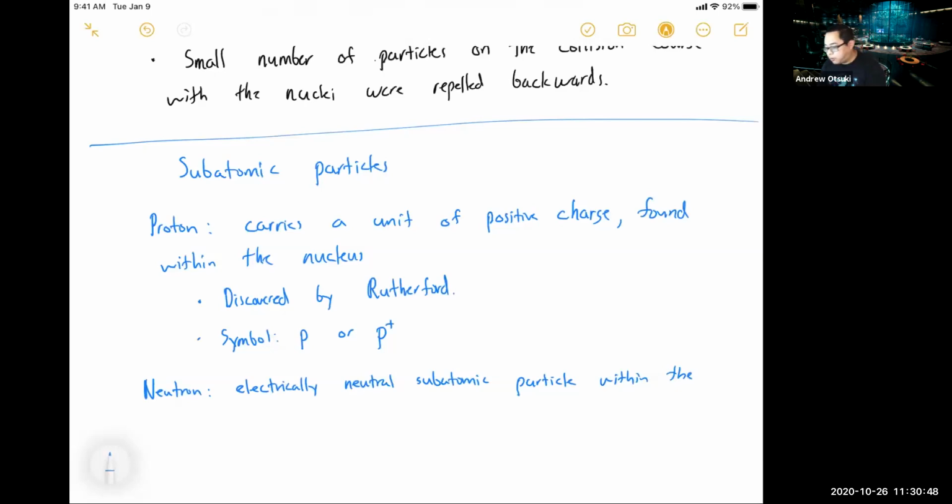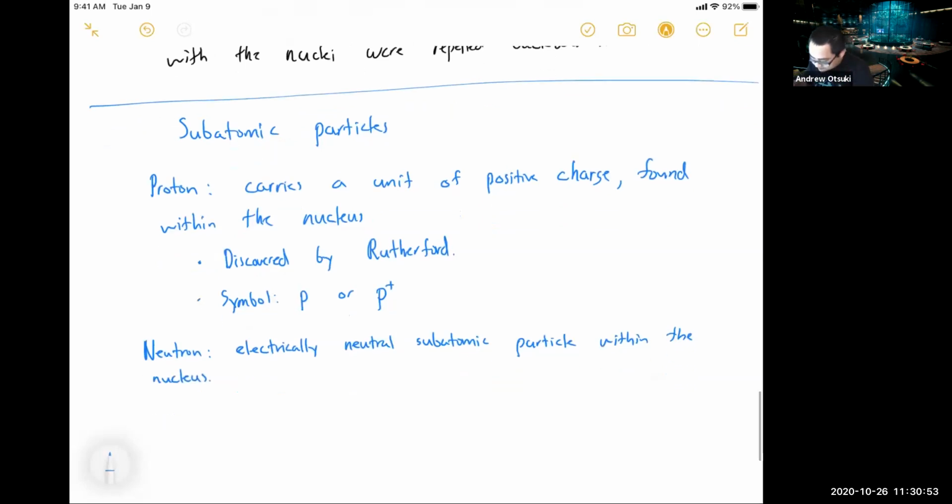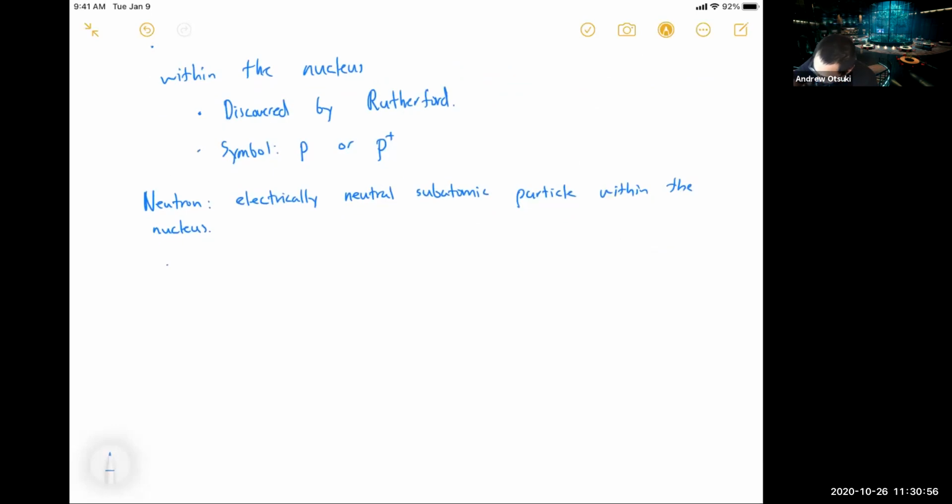So continue off. Electrically neutral subatomic particle within the nucleus. Its mass is approximately equal to that of a proton, and it was discovered by James Chadwick.